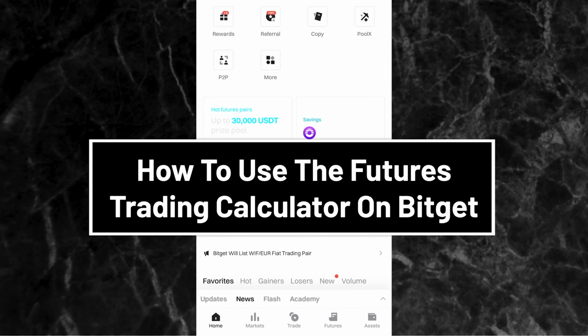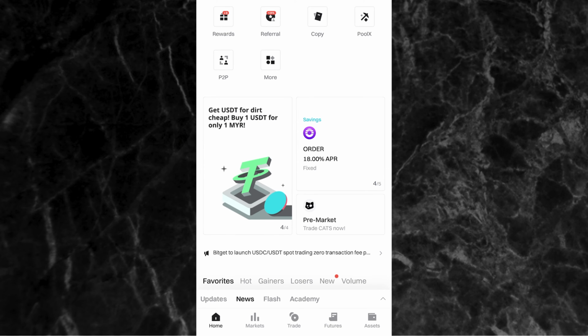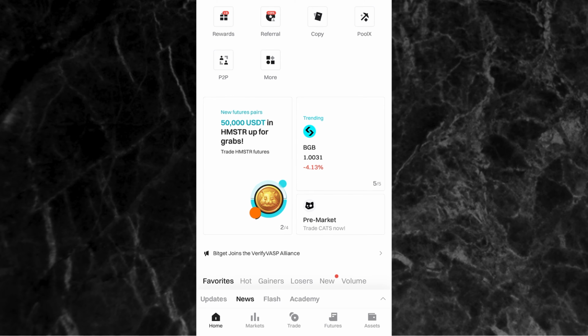Futures trading calculator on the Bitget app. Now, in case you don't know, the futures trading calculator is a tool on the Bitget app that allows you to calculate your take profit, your loss, your liquidation price, and your entry price in futures trading.